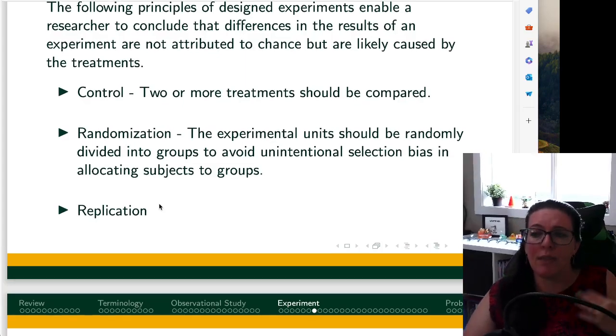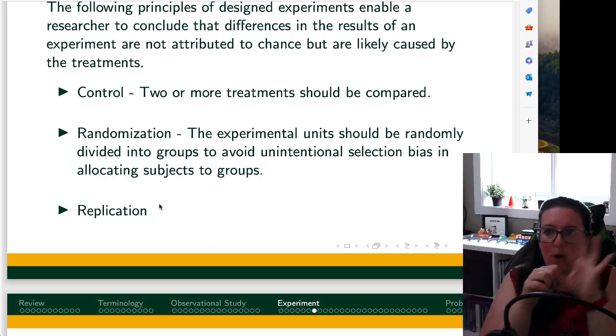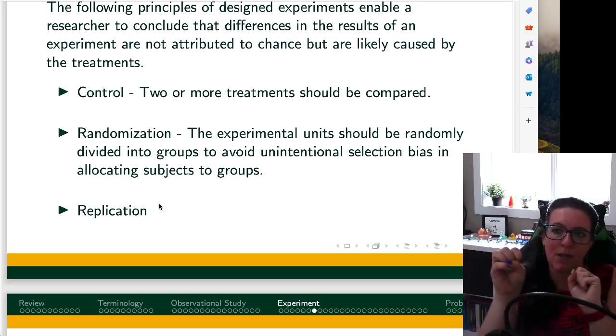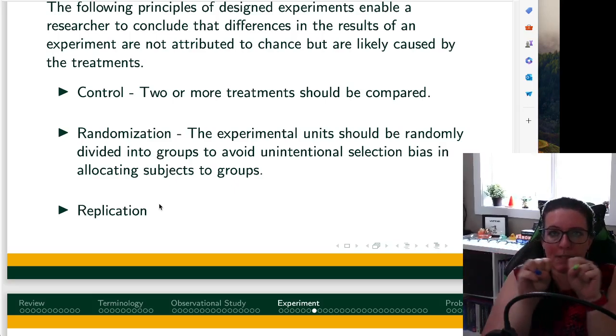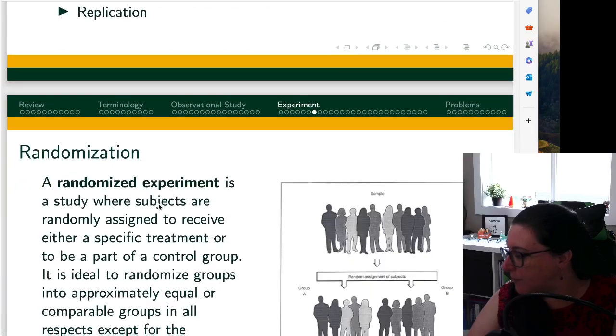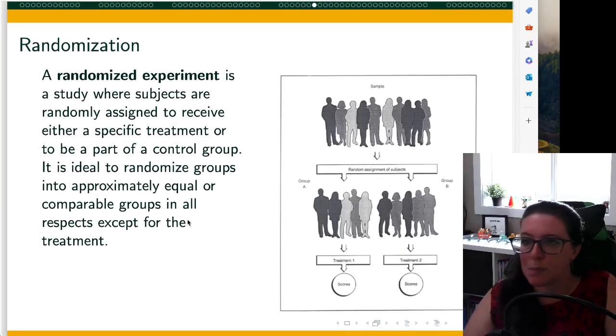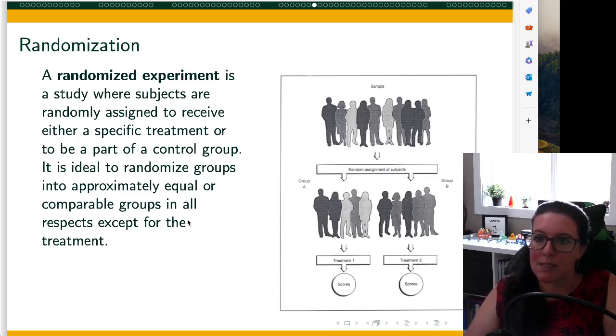As I said before, the other thing you might do is you might have a research project where you have the same person who is for a period of time getting the treatment, for a period of time they're getting the control, and so you're comparing the same person. And so that's another way to ensure that you're not having that confounding. So a randomized experiment is a study where subjects are randomly assigned to receive either a specific treatment or be part of a control group. The randomized groups should be approximately equal and comparable in all respects. That's the issue of the confounding variable, except for the treatment itself.